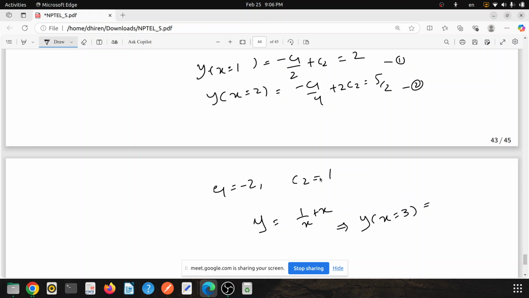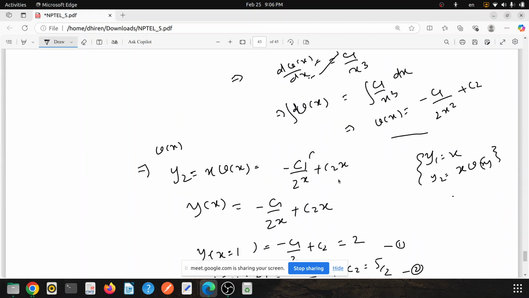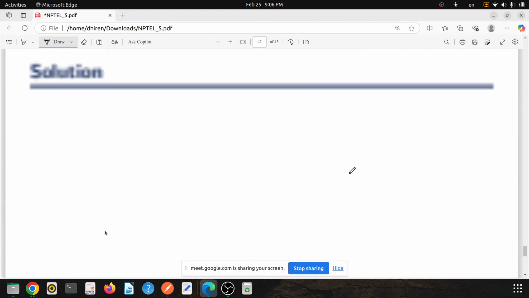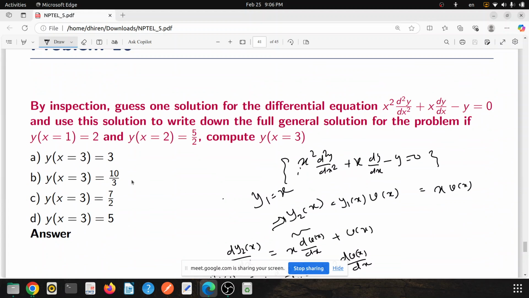You just simply put the values of c1 and c2 here, you will get y equal to 1 by x plus x, and you put x equal to 3, so you'll get 1 by 3 plus 3, that is 10 by 3. So here the solution, option B is correct.